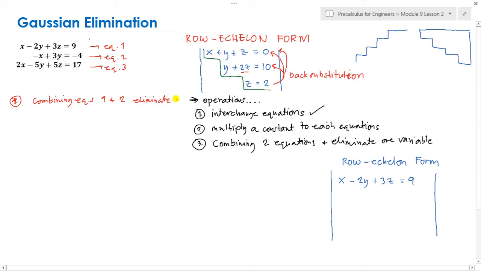What are we going to eliminate? Of course, we are going to eliminate x, because from the row echelon form, the second row, or the second equation, should no longer have x. So we eliminate x when we combine equations 1 and 2. Let's solve. Equation 1: x minus 2y plus 3z is equal to 9. Equation 2: negative x plus 3y is equal to negative 4. So, any idea how we eliminate x? Any idea how to eliminate?